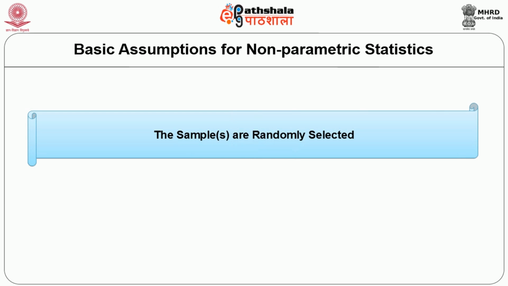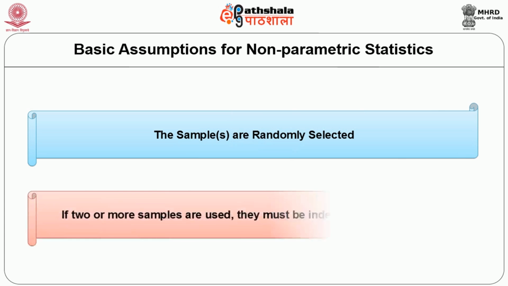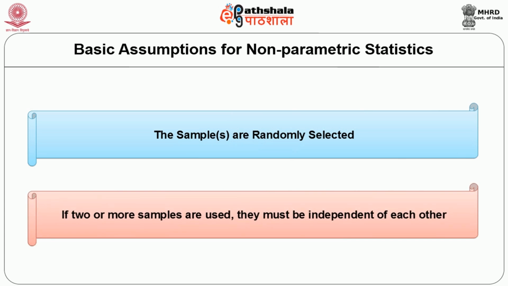Thus, non-parametric statistics are referred to as the distribution-free test. The basic assumptions of non-parametric tests are the samples are randomly selected, and if two or more samples are used, they must be independent of each other.